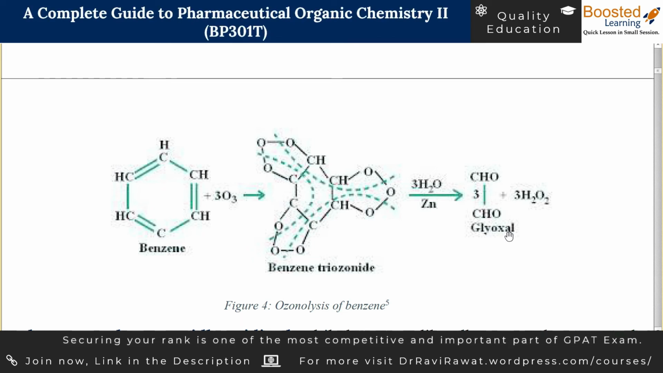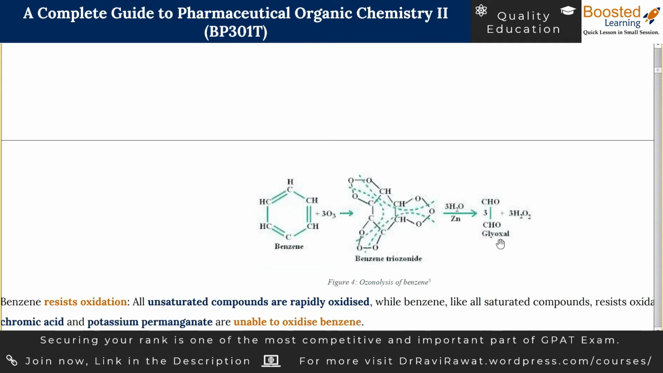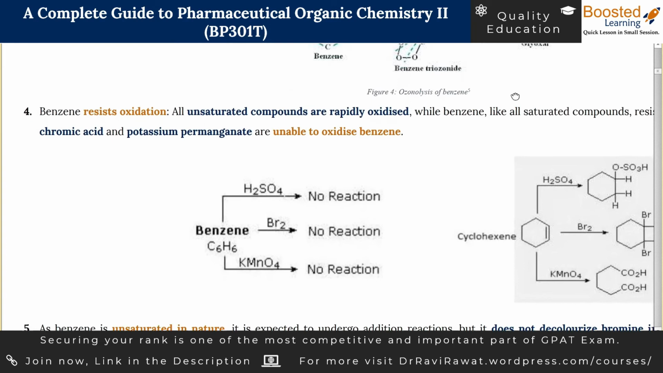So anyways, this experiment also concluded that benzene must contain some form of unsaturation, the pi bonds. Only then can the ozone get added across the double bonds and form triozonide, and finally glyoxal can form. So 3 experiments supported that yes, benzene contains unsaturation. Until now there was no confusion at all.